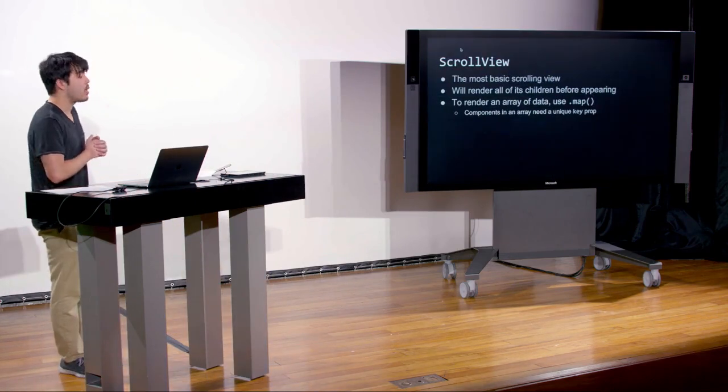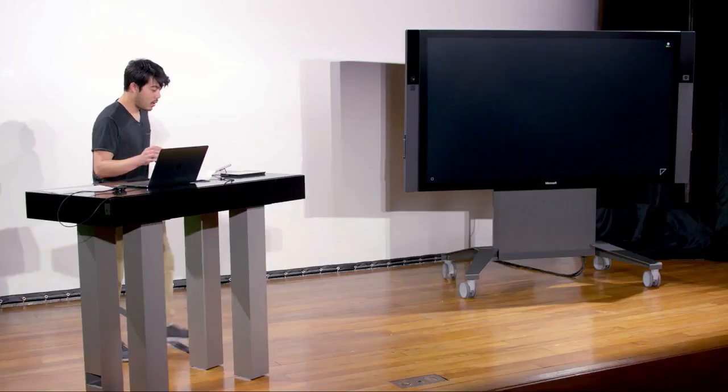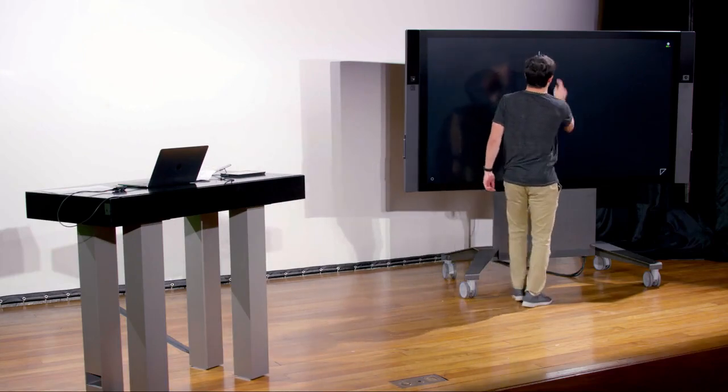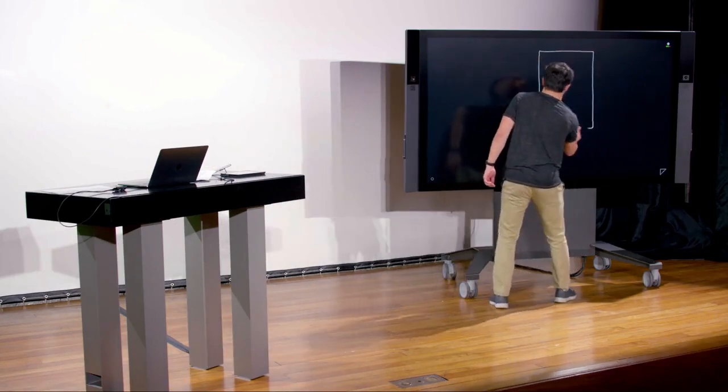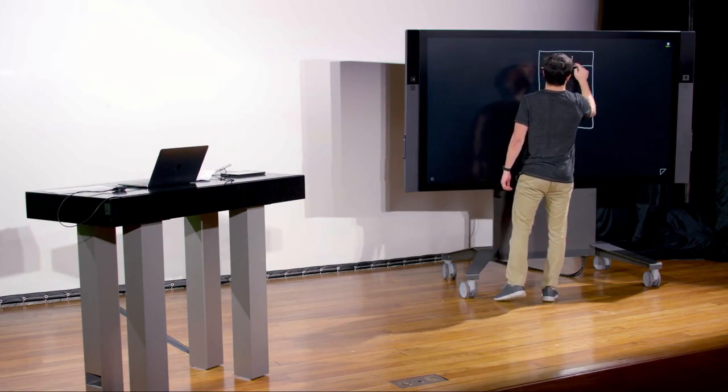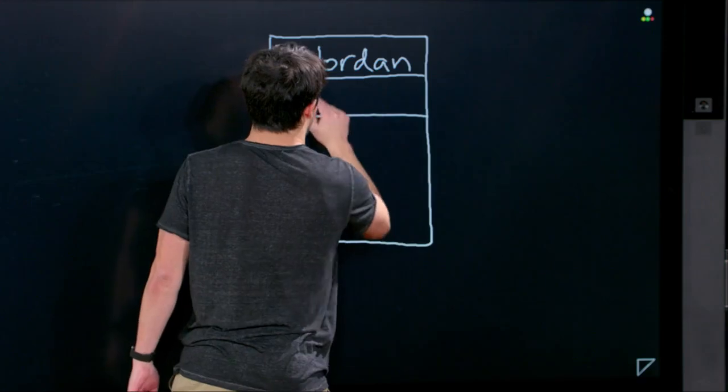So what does that mean? This is actually something that React uses for performance reasons. Because if you can imagine, say we have a list of items. That list is Jordan and David.